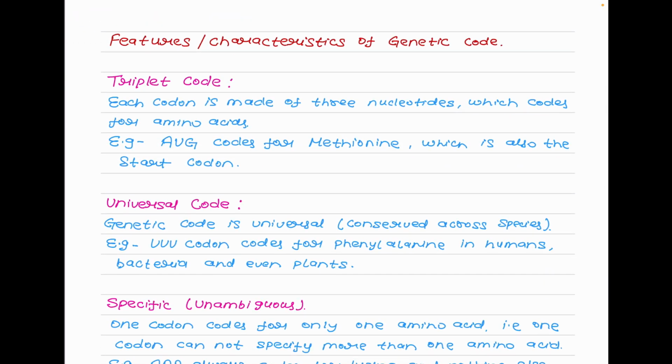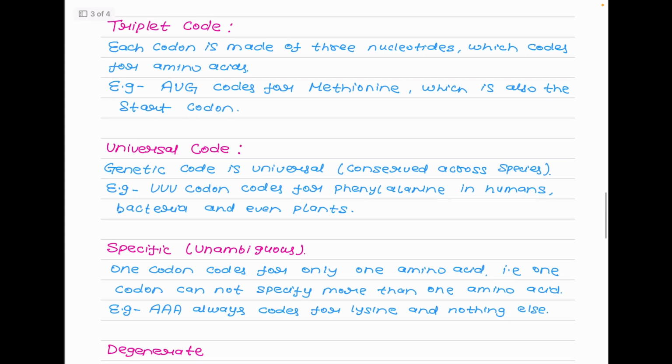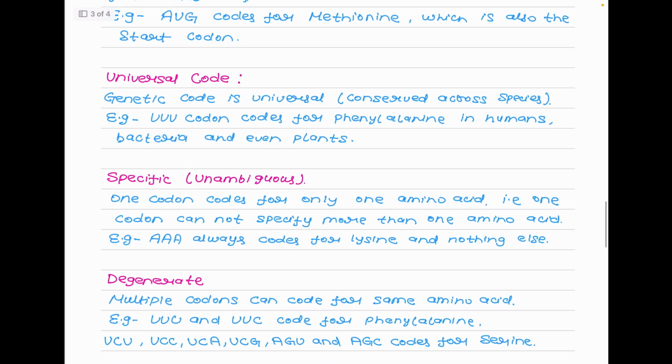The genetic code is read in sets of 3 nucleotides called codons, which code for an amino acid. For example, the codon AUG codes for the amino acid methionine, which is also the start codon. This triplet nature allows for 64 possible combinations, which is sufficient to code all amino acids. The genetic code is nearly universal across all living organisms, meaning that the same codon codes for the same amino acid in nearly every species.